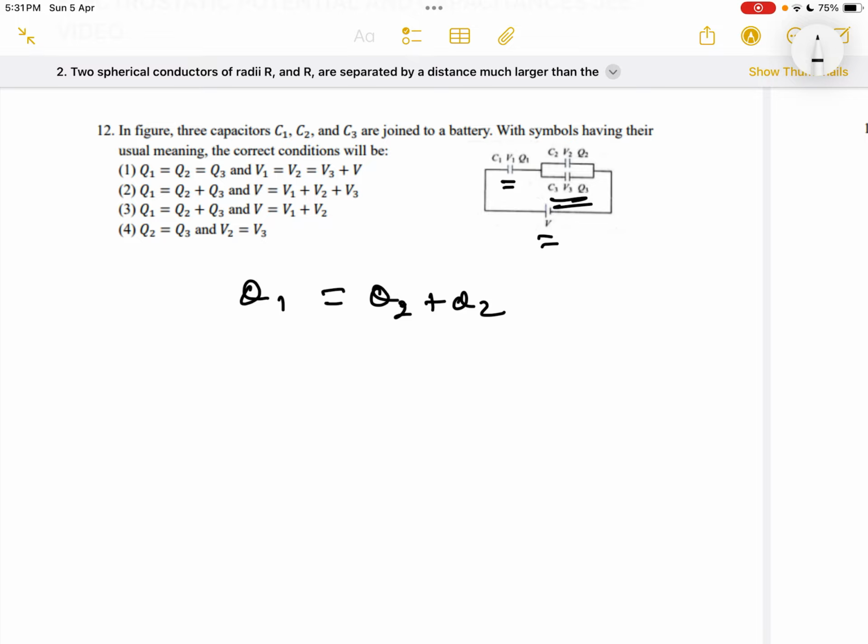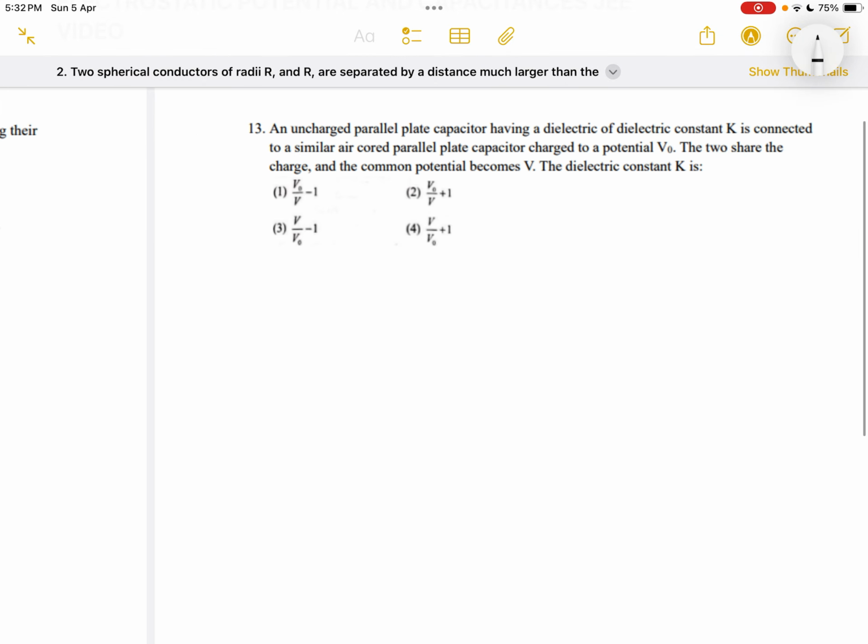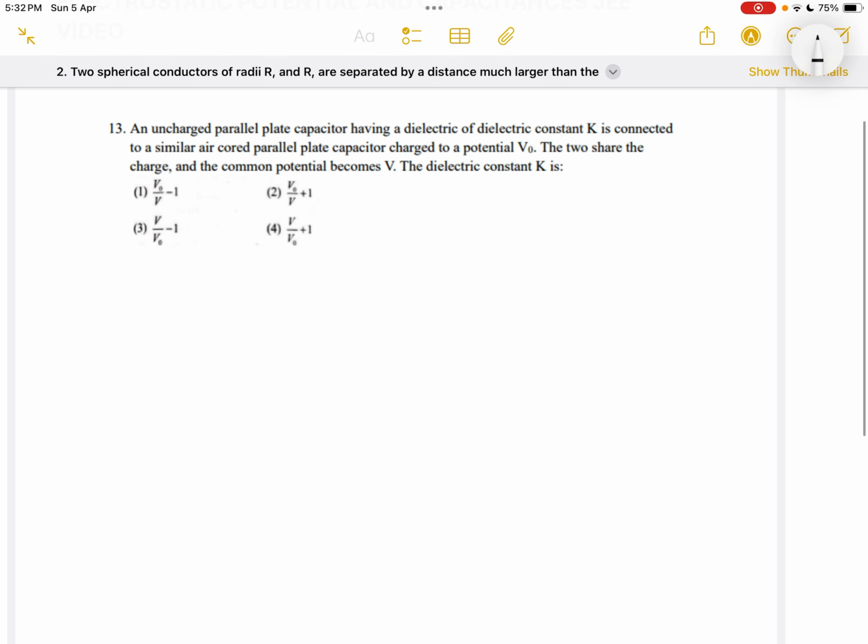V1 plus V2 is there, so we go ahead with option C. That's basic knowledge about capacitors being in series and parallel. Let's go further. Solve question number 13.